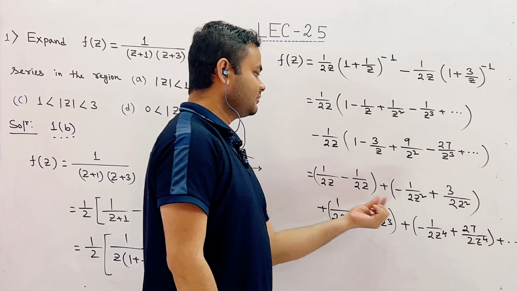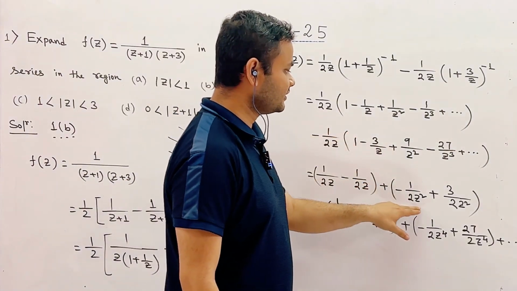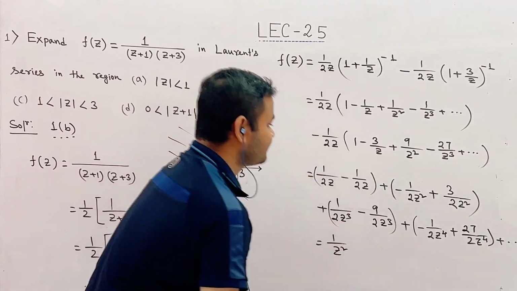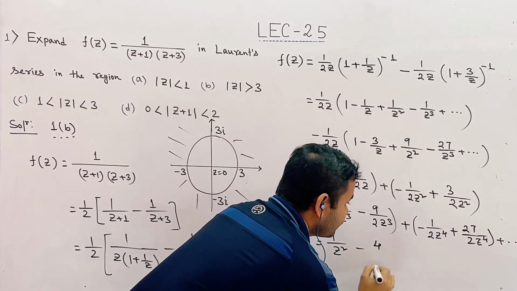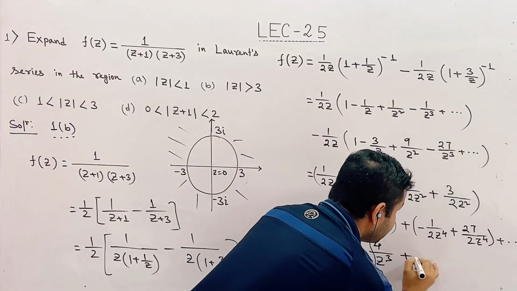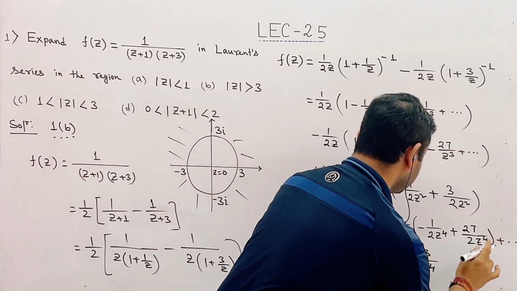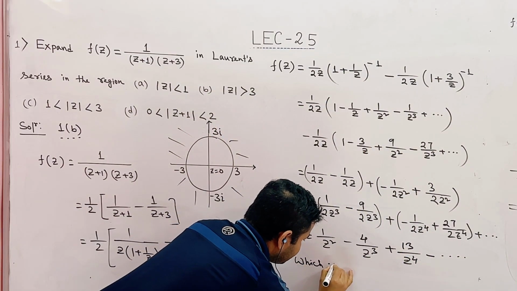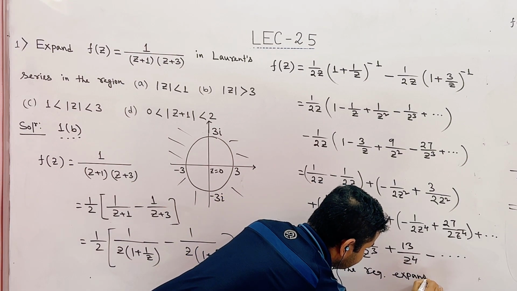Next, let us add this term, this term, this term and this term separately. If we add this term, we will get 0. If we add this term, we will get 1 by z square. Again, if we add this term, we will get minus 4 by z cube. Again, if we add this term, we will get 13 by z to the power 4 minus dot dot dot, which is the required expansion.